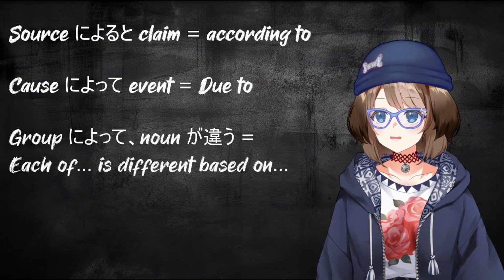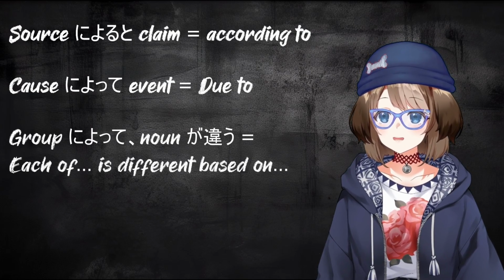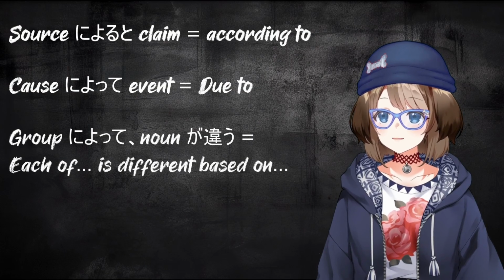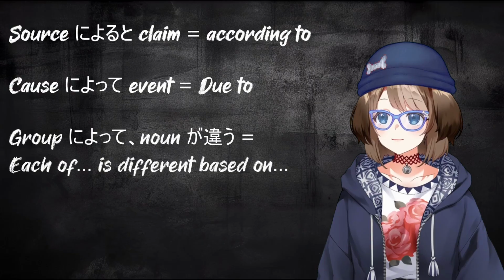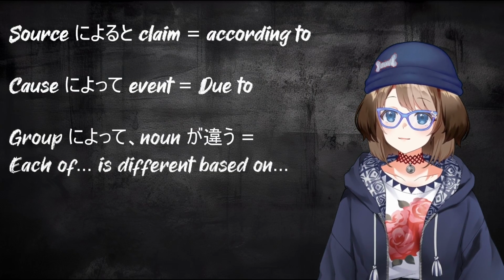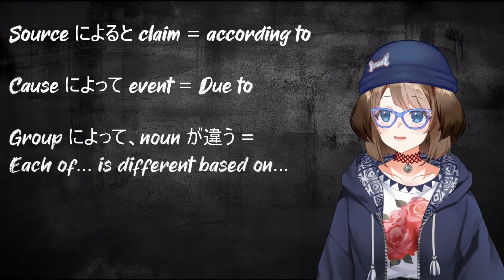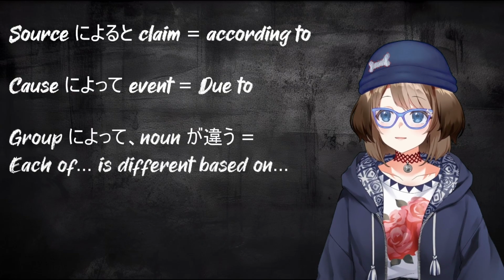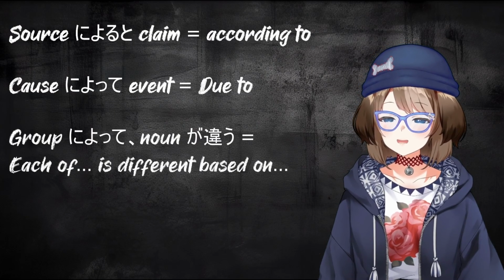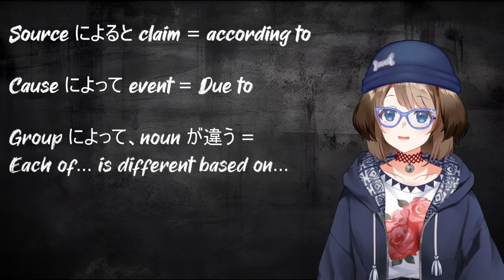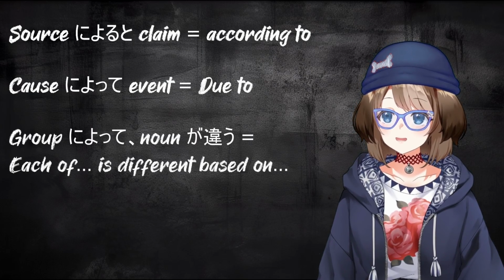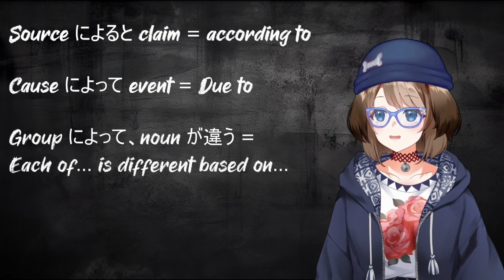If your sentence pattern includes a speaker relaying a claim, then niyoruto would mean according to that speaker. If your sentence pattern includes an event being caused by something or someone, then niyotte would mean due to or because of that cause. And if you have a sentence pattern where you have a group or a member of a larger group, followed by some noun or opinion or event, ga chigau or ga kotonaru, then the best way to translate that in niyotte pattern, in this case, would be something like depending on the individual.